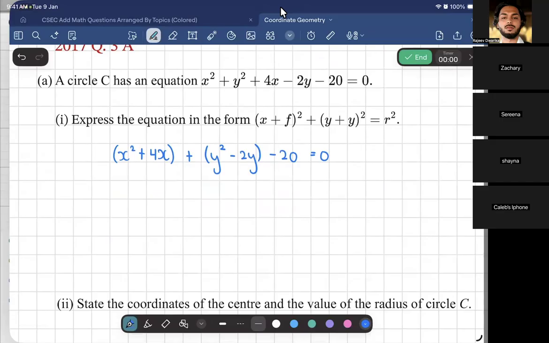x squared plus 4x equals open brackets x plus 2, close bracket squared, minus 4. Why put a minus 4 there? Let me hear. Why put a minus 4 there? If you truly understand what ChatGPT told you, you'll be able to tell me why you put a negative 4 there.